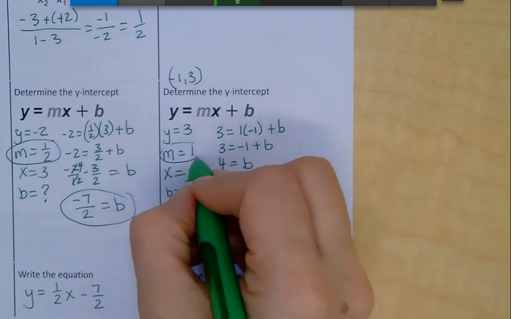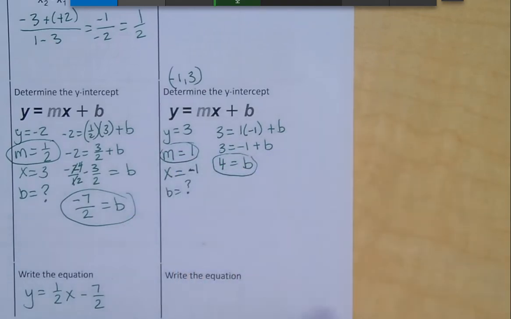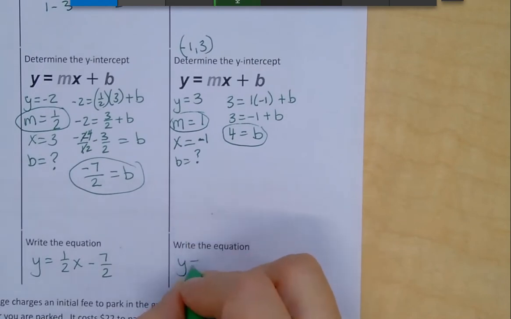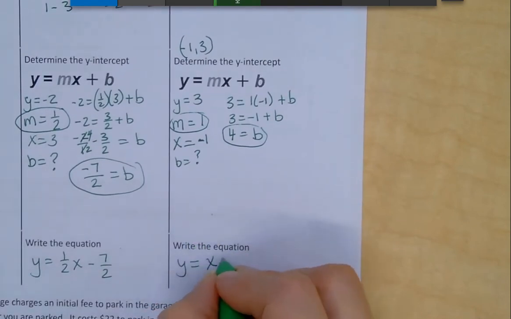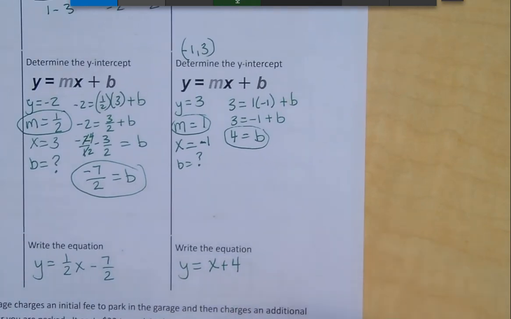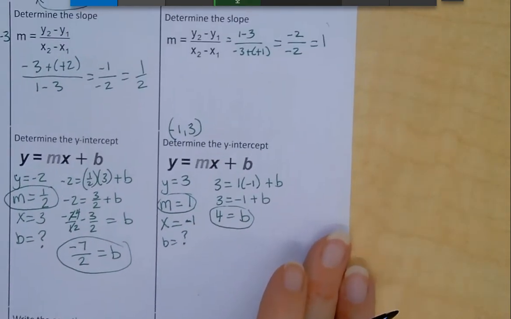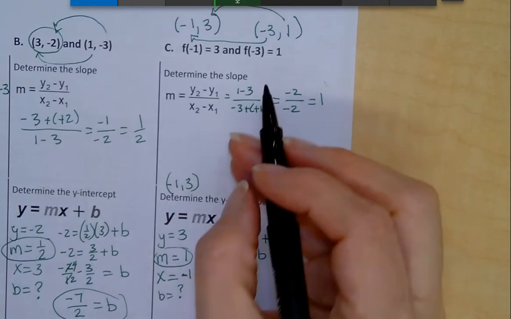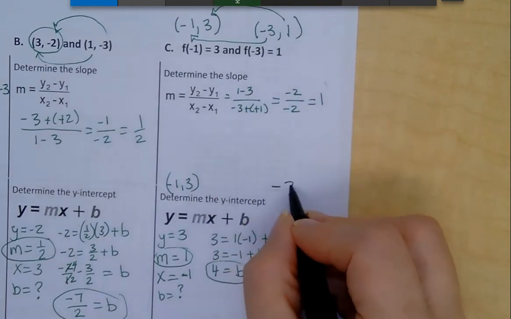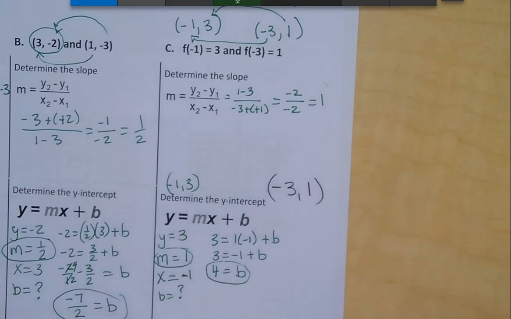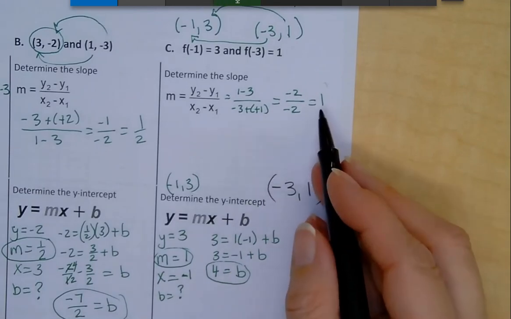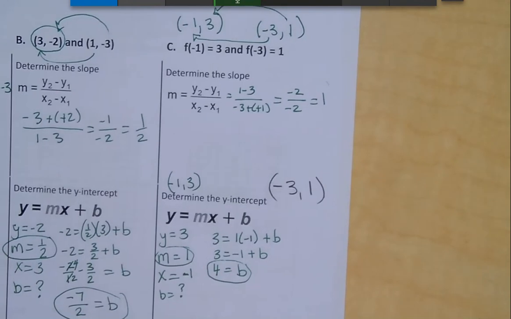Okay, I know my m and I know my b. So if I use that first ordered pair, I will get y equals 1x, so I'm just going to say x plus 4. Okay. Now, if I were to use the second ordered pair, which is what I'm going to do next, you'll see you'll get the same exact number. So instead of using -1, 3, I'm going to use -3, 1. I'm going to use that second ordered pair, okay? I still know that my slope is 1, right? Because we calculated from those 2 points.